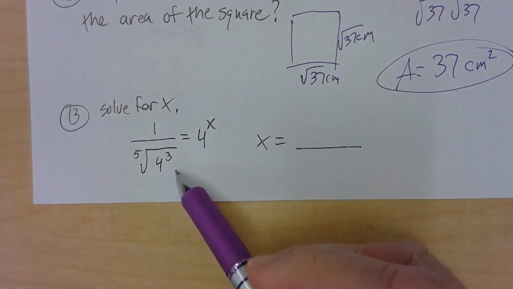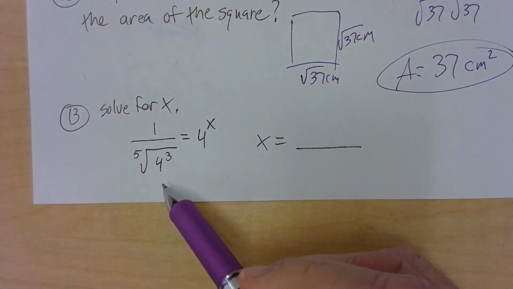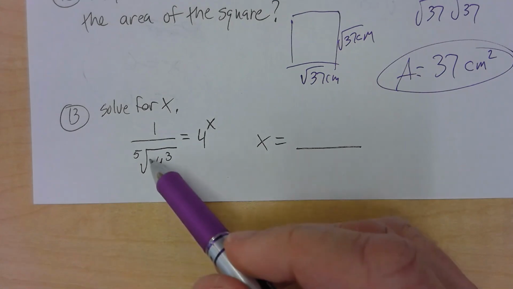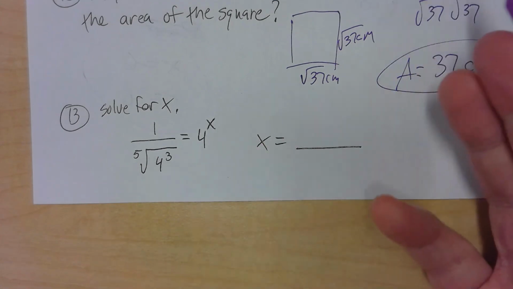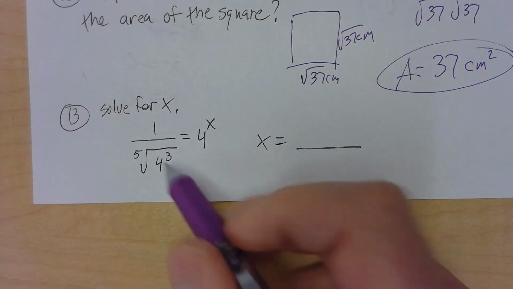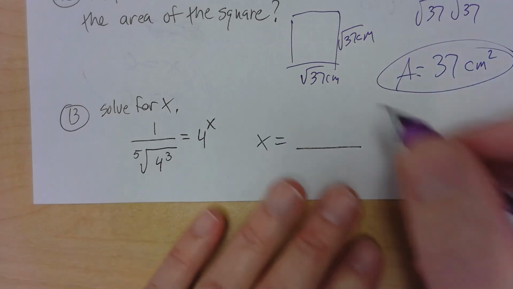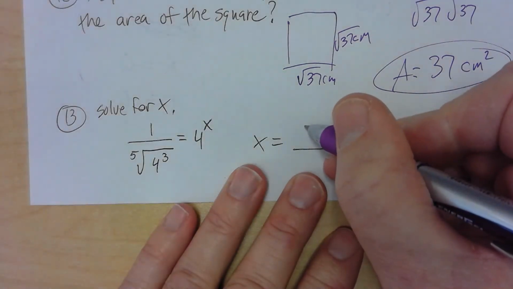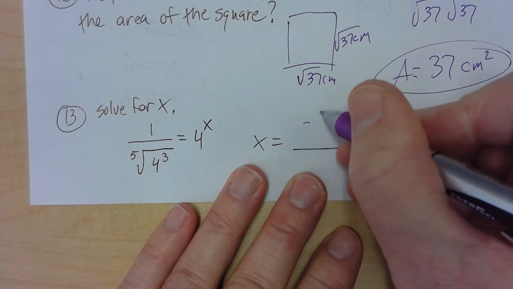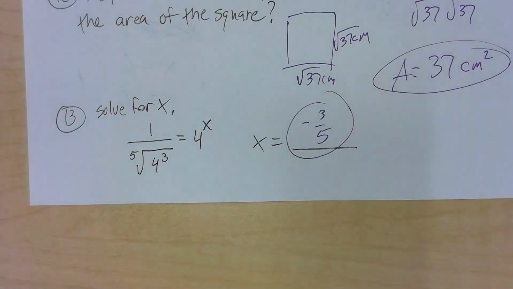All right, so this one here is kind of the negative exponent business. So we bring up the 4 to the top, right? So the answer is negative, but then we do the E-I-E-I-O. So that's the exponent, the 5 is the index. So x would be -3/5. So that's the answer to that one.